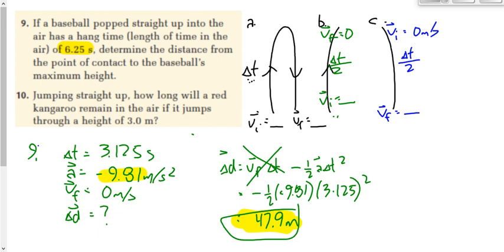I'd accept, I mean, it should be a positive because it's a height, but if you said negative 47.9, I wouldn't take off any marks for that. That would be full value.